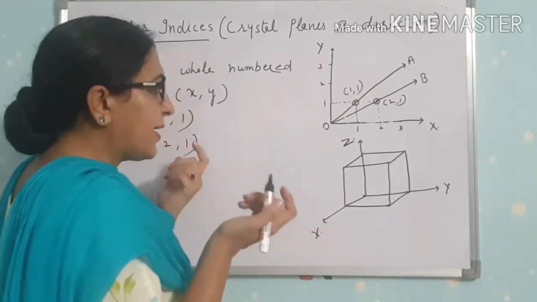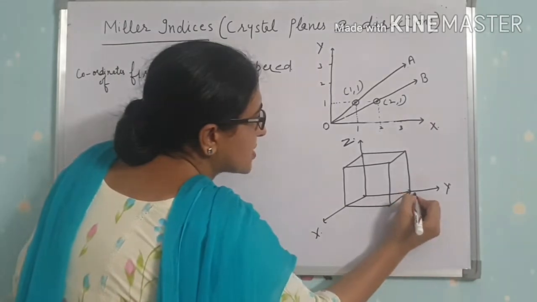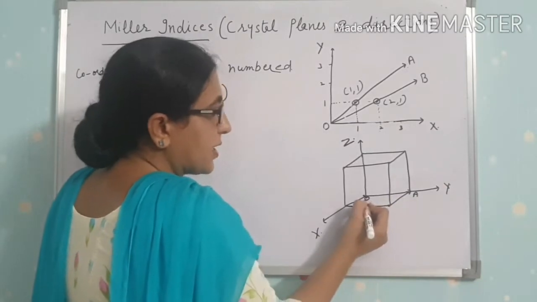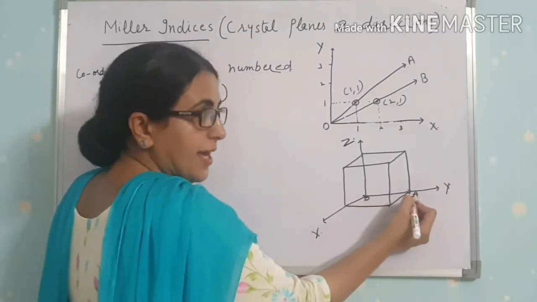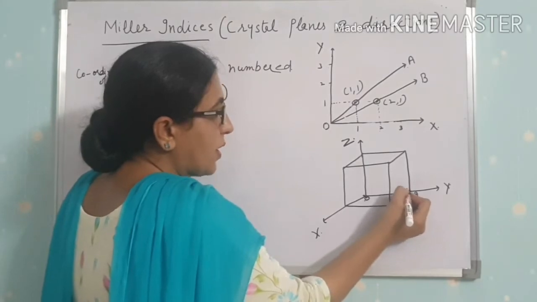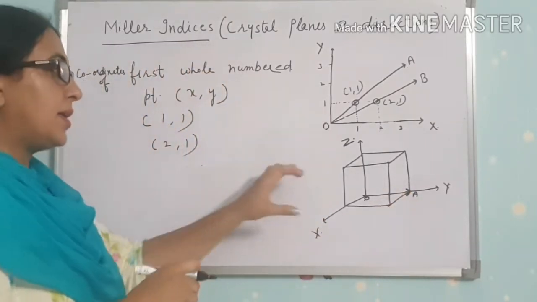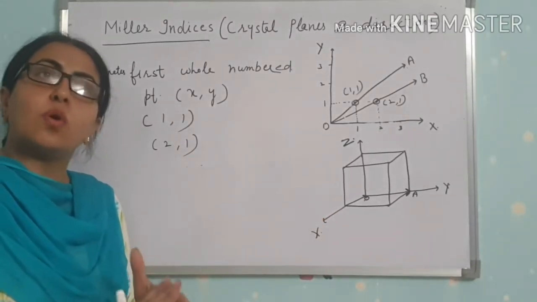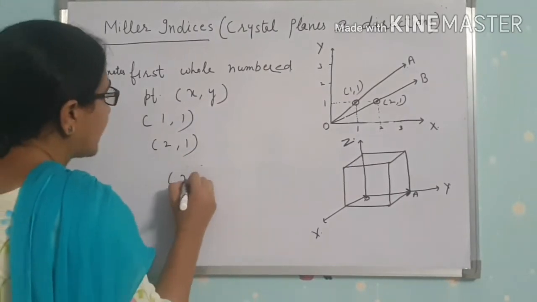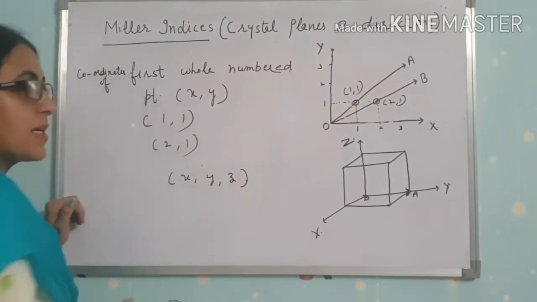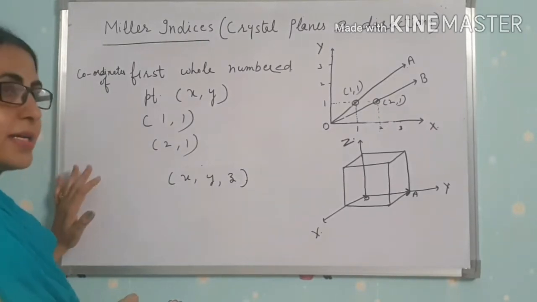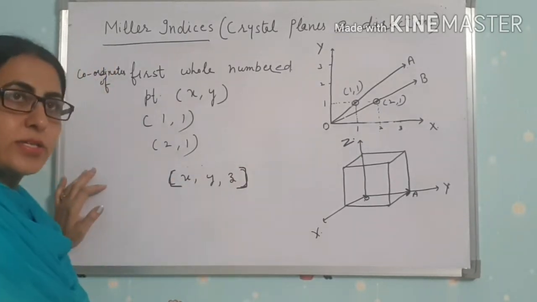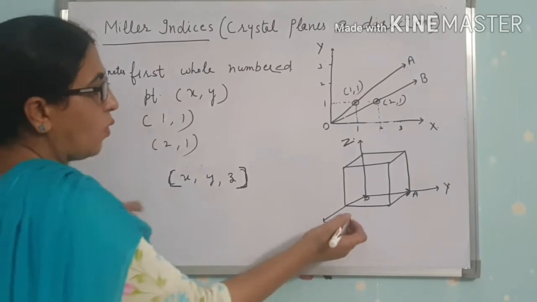Take any direction. Suppose we are taking this direction. This is A. This is origin O. So for direction OA, the starting point is O and the ending point is A. Clear? This arrow. So what are the coordinates? In three-dimensional, the direction is described again by the coordinates of the first whole number point, that is x, y and z. Clear? And in three-dimensional we enclose them in square brackets.